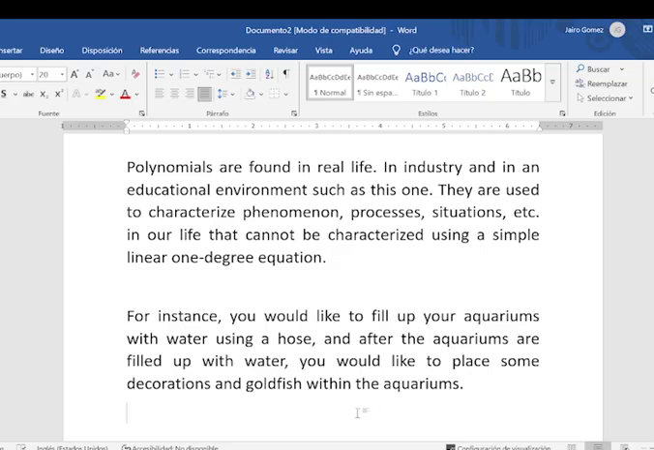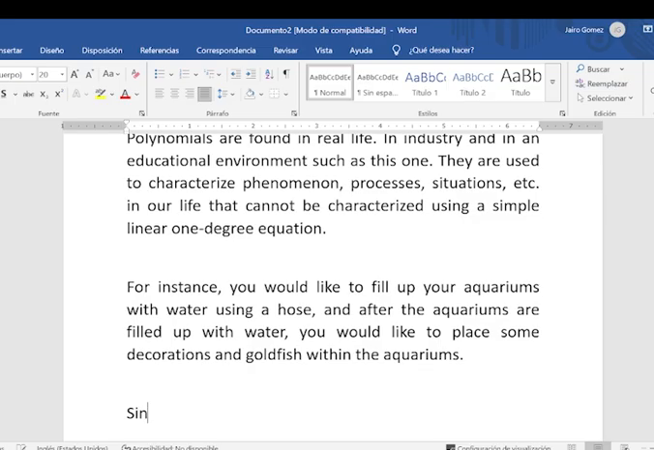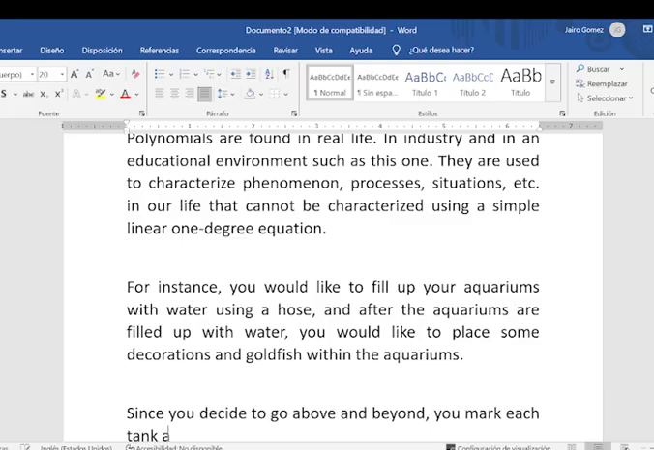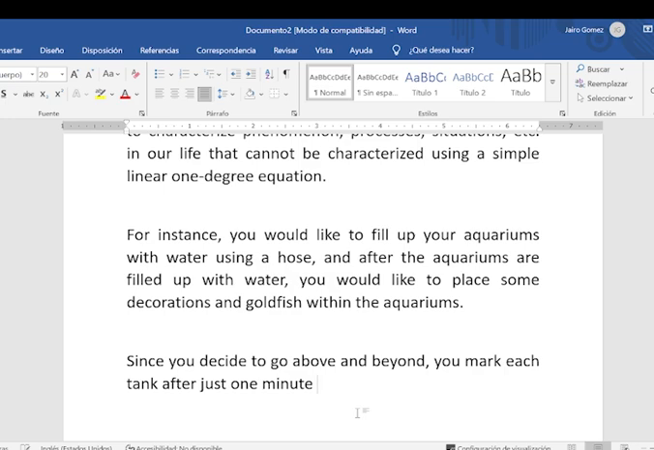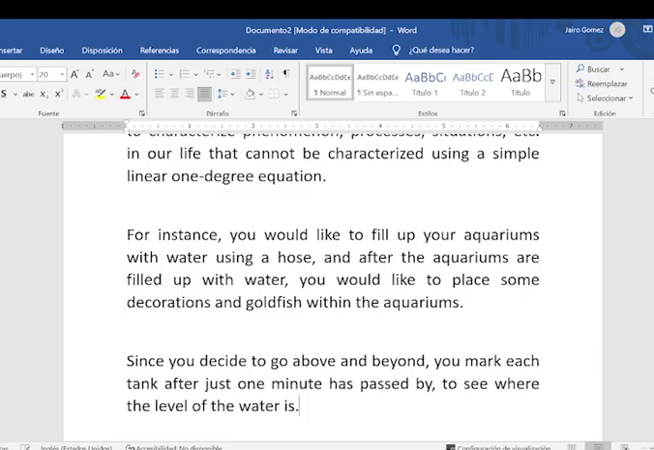So going back into our equation, since you decide to go above and beyond, you mark each tank after just 1 minute has passed by to see where the level of the water is.